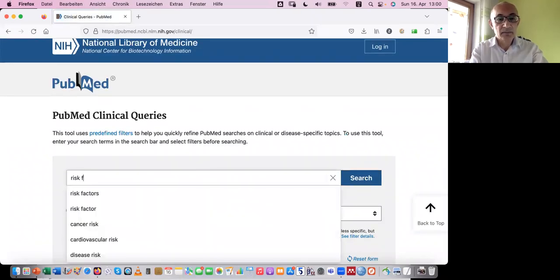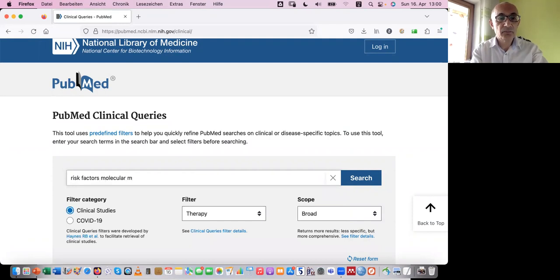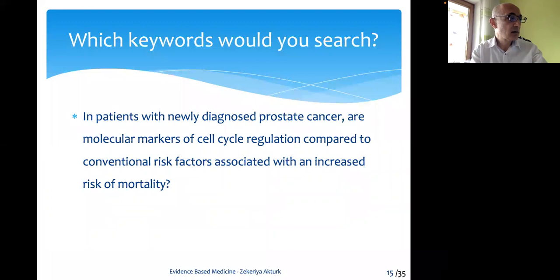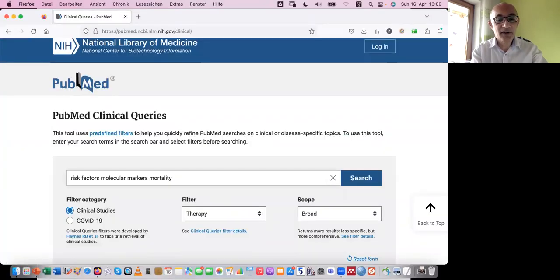Risk factors, then molecular markers, then mortality, and what else did we say? Mortality, and of course prostate cancer.